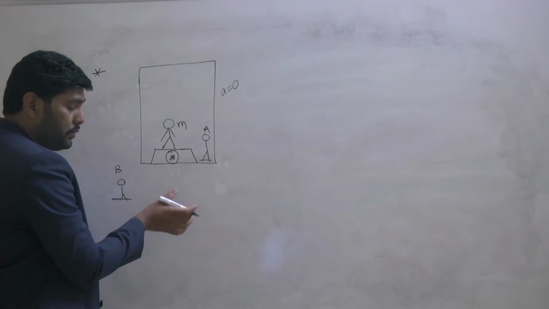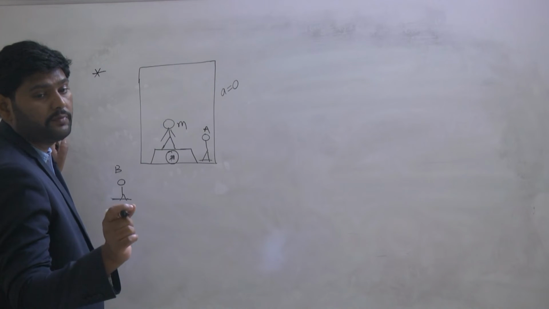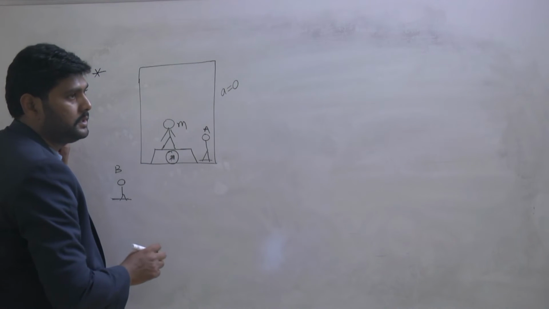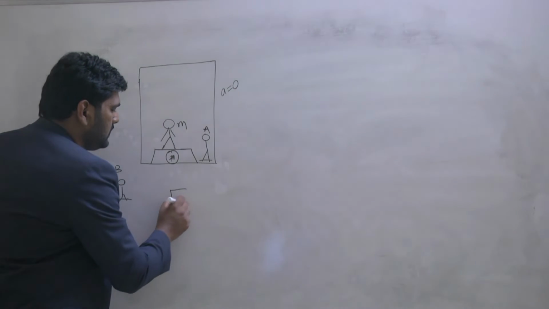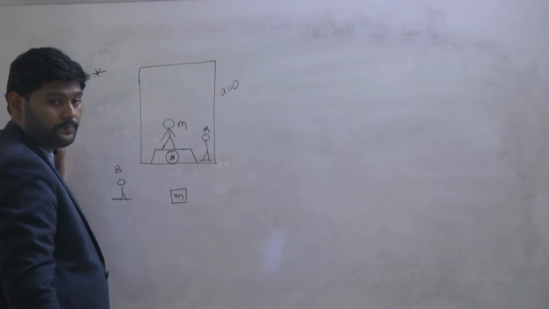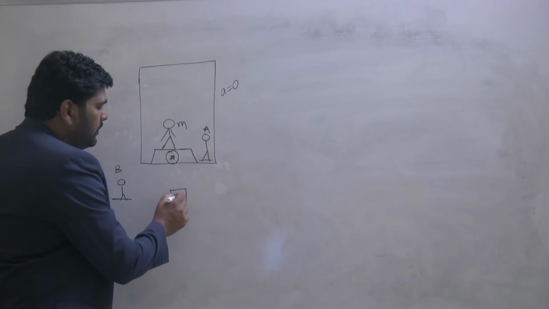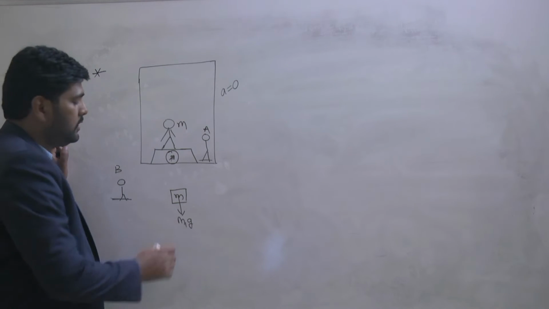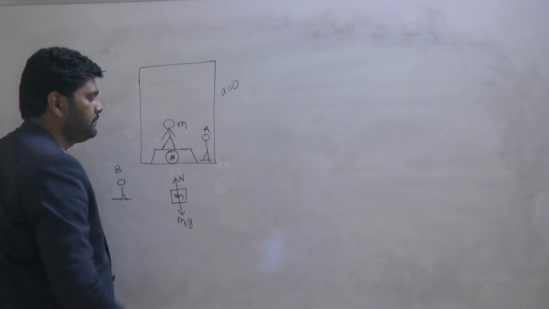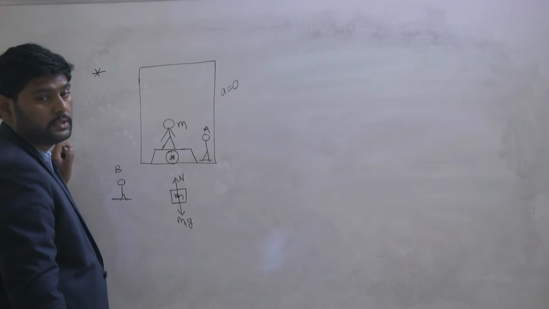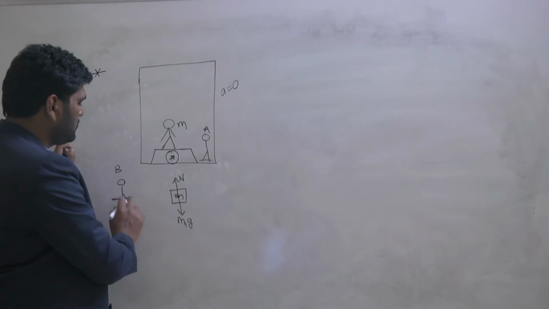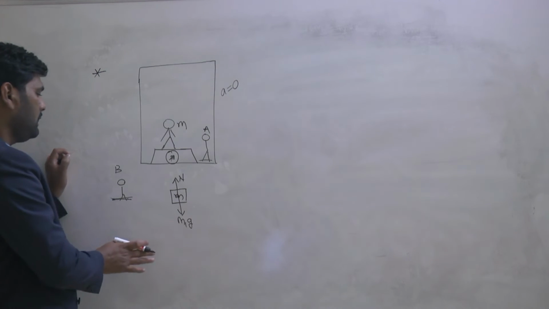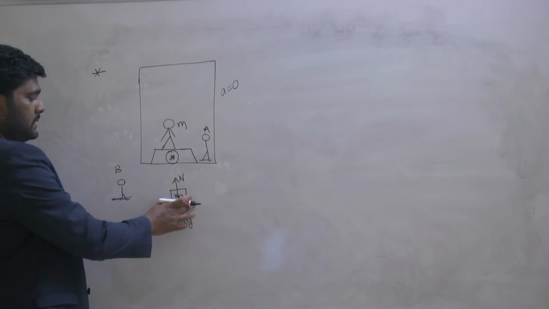To know that, I'll take the free body diagram of the person. This is the mass of the person. On this mass, how many forces are acting? One force is in the downward direction. One more is the normal reaction. So these two forces are acting according to person B.